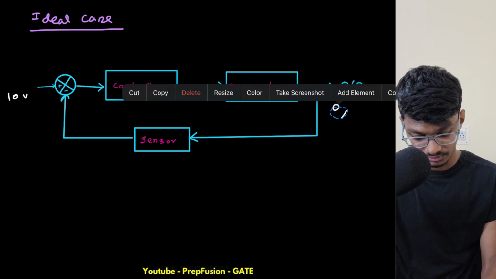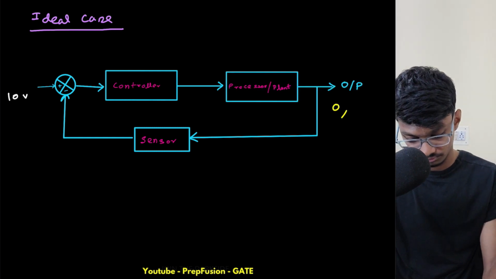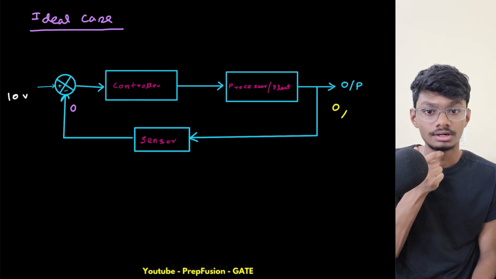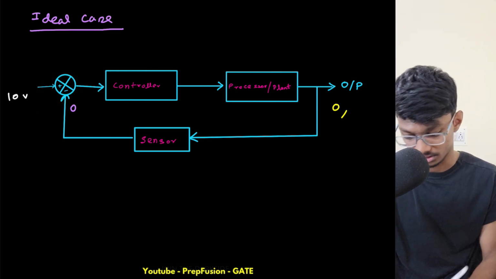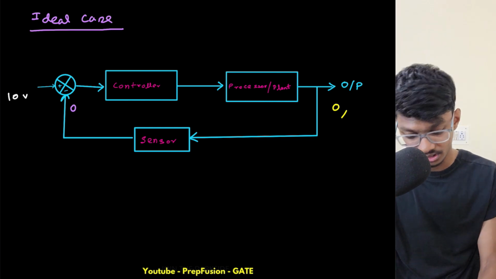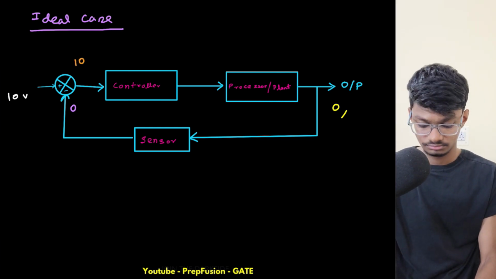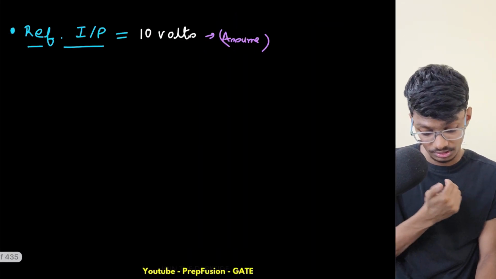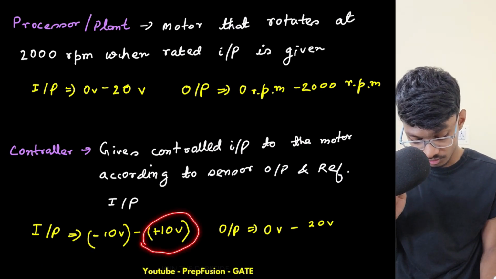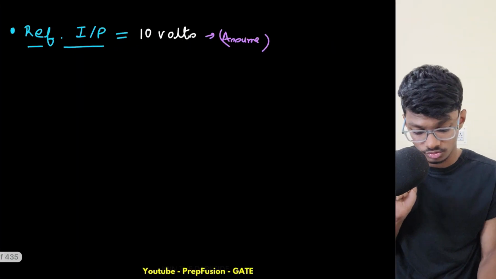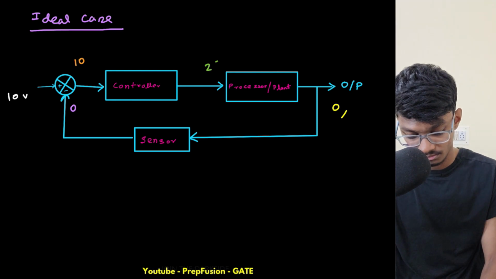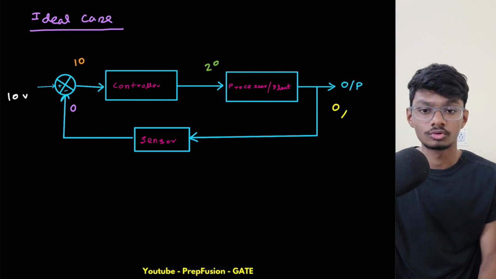Let me draw this with different colors. This is 0 volts. Now, what is the amount of signal here? This is 10 volts. Here this is just a basic subtractor, nothing else. So initially the controller input is 10 volts. If the controller input is plus 10, then my output will be 20 volts. So the input to the motor is 20 volts.